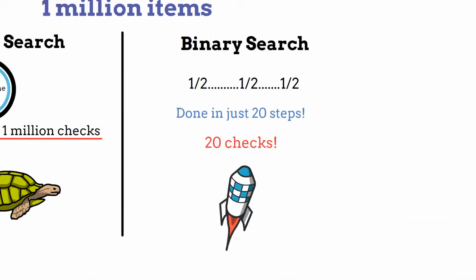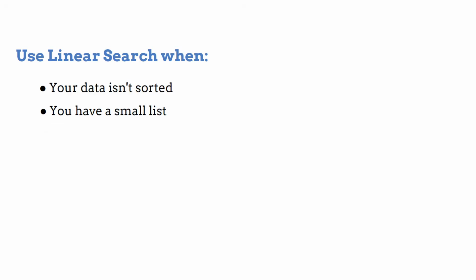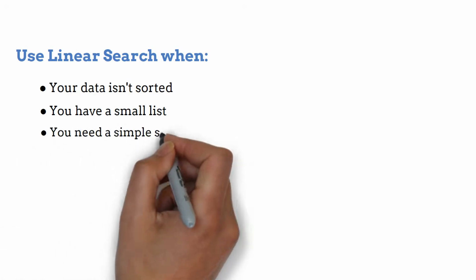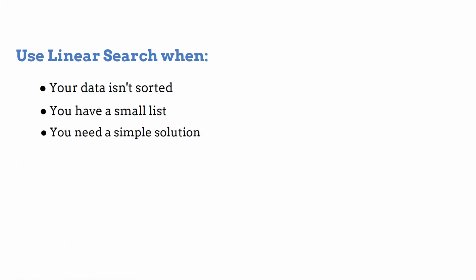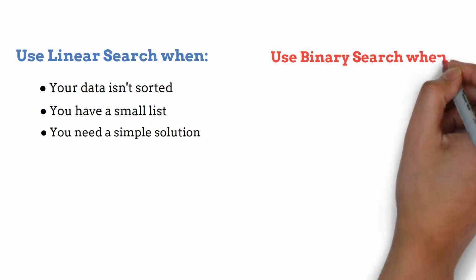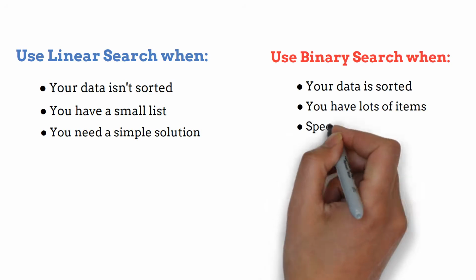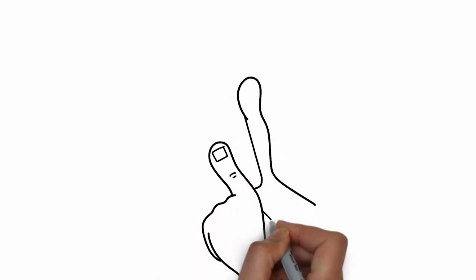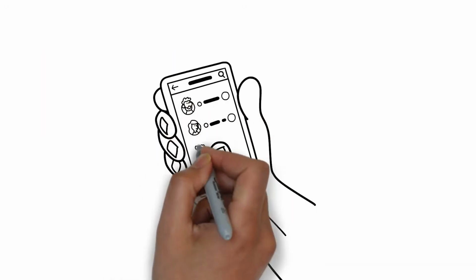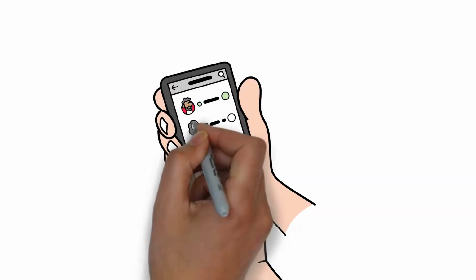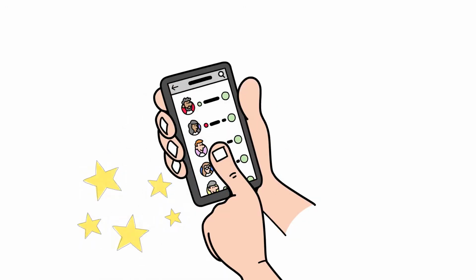So, which one should you use? Here's the cheat sheet. Use linear search when your data isn't sorted, you have a small list, you need a simple solution. Use binary search when your data is sorted, you have lots of items, and speed is crucial. And there you have it. Two powerful tools that make our digital world work. Next time your phone finds a contact instantly, you'll know exactly how that magic happens.